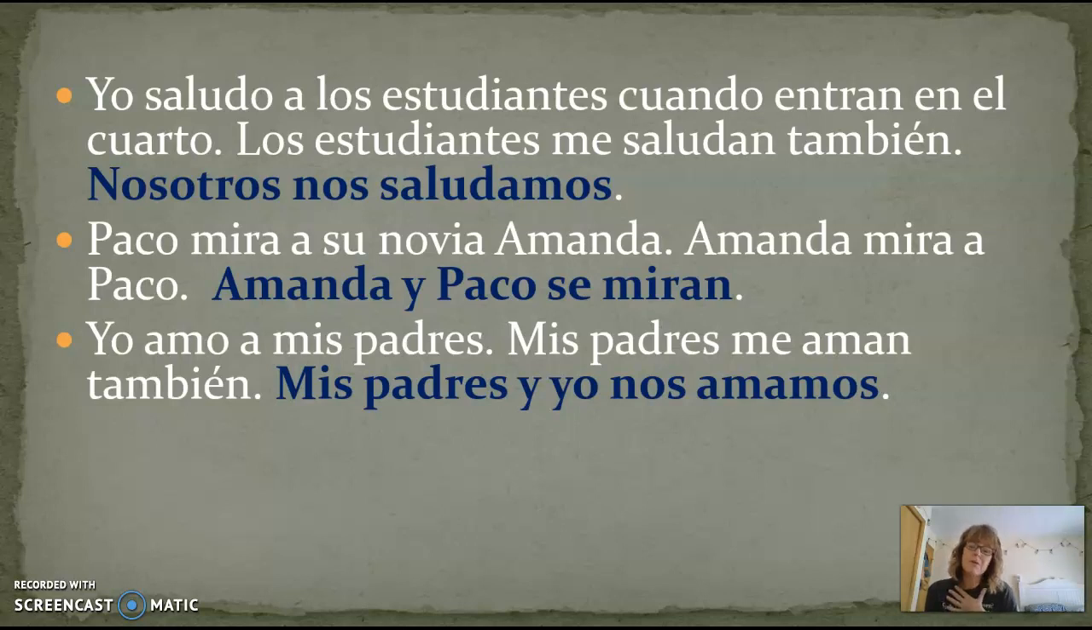Yo amo a mis padres. Okay, but again, it's not going to be just a one-way, one-directional kind of thing. Mis padres me aman también. Mis padres y yo nos amamos. We love each other. We do that to each other. I had a couple more, I think.